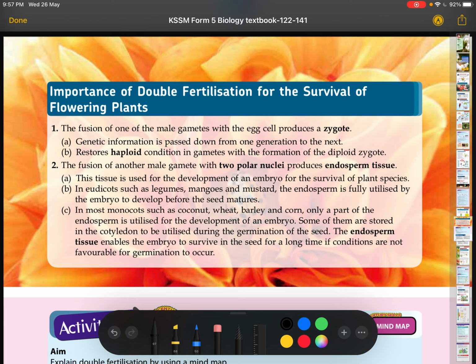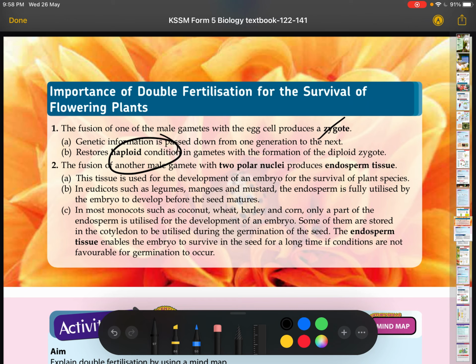Why is it so important that we have double fertilization? Number one, the zygote ensures that genetic information is passed on from one generation to the next. That's quite obvious. And then since we form a diploid zygote, when it divides by meiosis, it will become haploid again. So the haploid condition in gametes will be restored, because it will still continue its diploid become haploid thing.